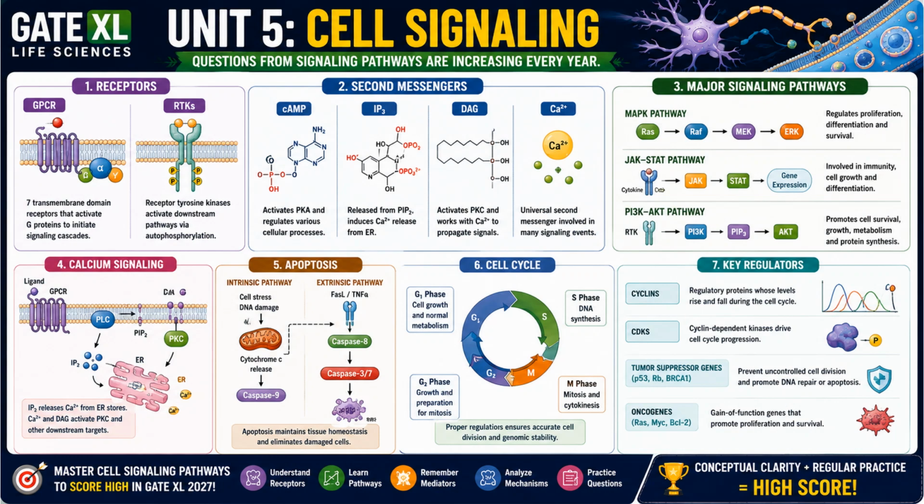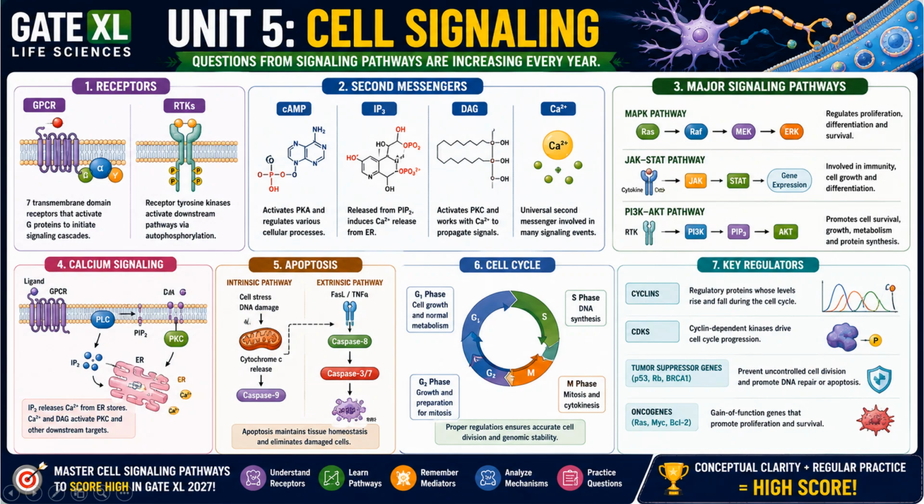This unit is a little bit smaller than the molecular biology or metabolic units, but it is important, and in life sciences it has increased significantly over the last few years. Questions are frequently asked from the signaling pathway, receptors, secondary messengers, apoptosis, and cell cycle regulation. So, cell signaling is a process by which cells communicate with each other. Here I have divided this subunit into 7 different portions.